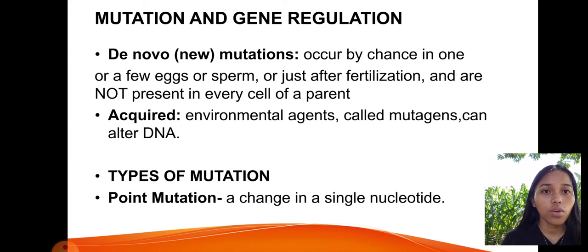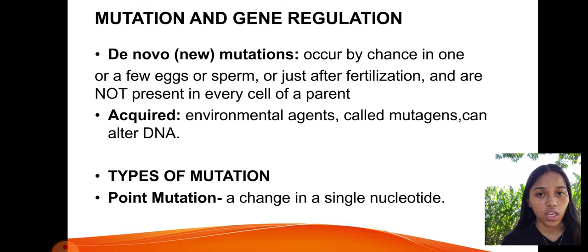Next, de novo or new mutations occur by chance in one or a few eggs or sperm, or just after fertilization, and are not present in every cell of a parent. Next, acquired. Environmental agents called mutagens can alter DNA.